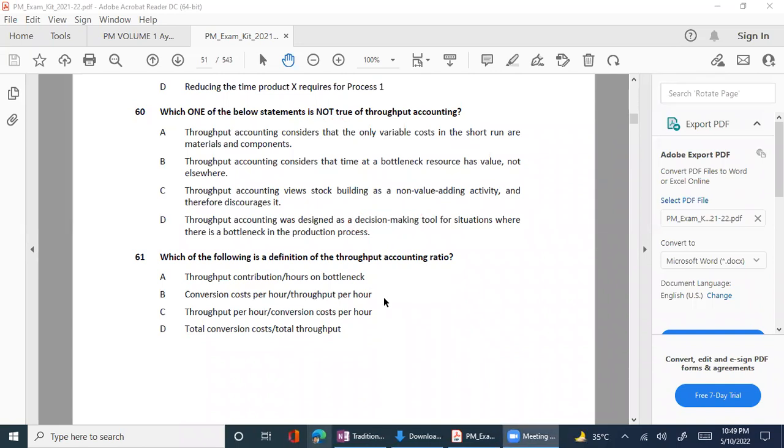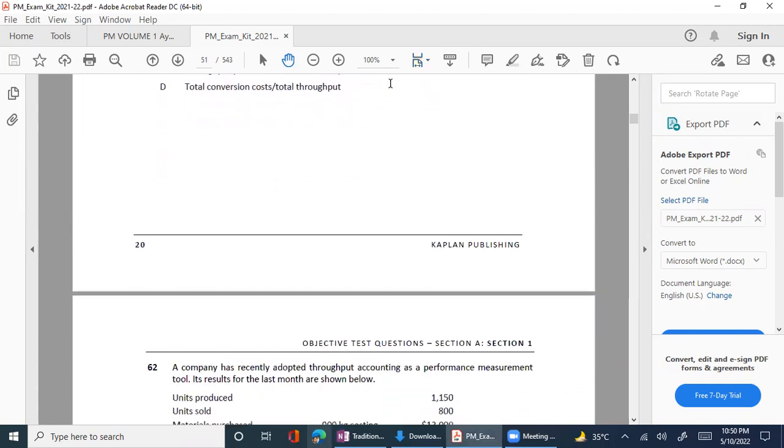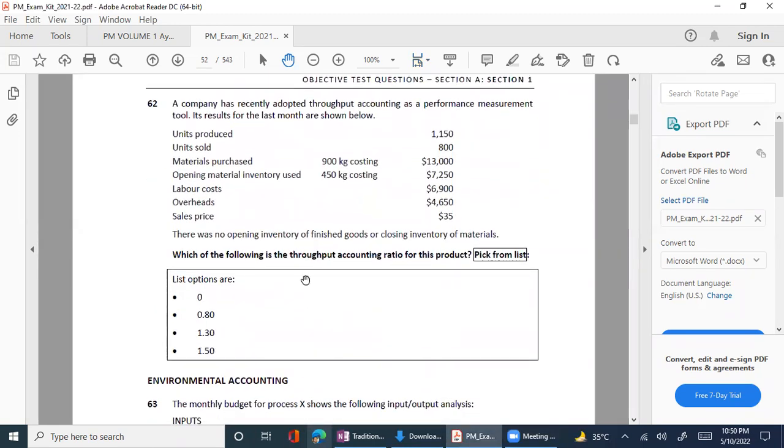Which of the following is a definition of the throughput accounting ratio? This is also an easy question. Please give your opinion. Question number 61. Yes, very good. C is the right answer. Question number 62.